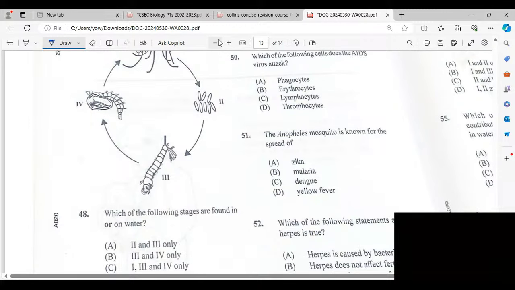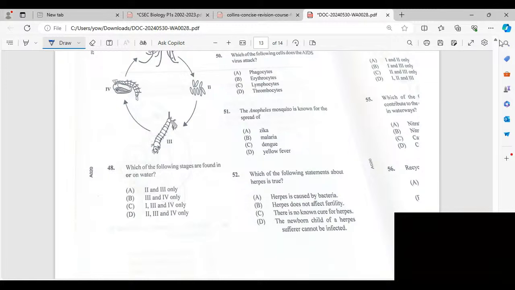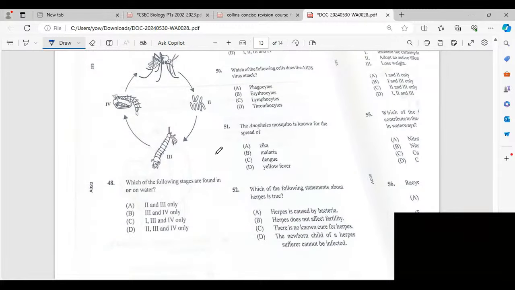48 refers to the life cycle of a mosquito. Which of the following stages are found in or on water? Remember, it's found in or on water. This one is on water, and these two are in water. So therefore, the answer would be 2, 3, and 4. The answer would be D for 48. Hope you guys smash that one. Moving on.